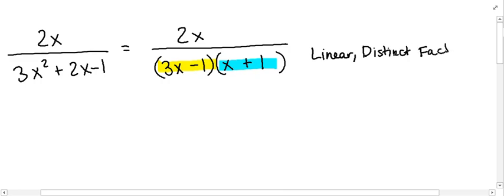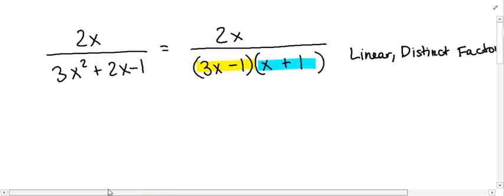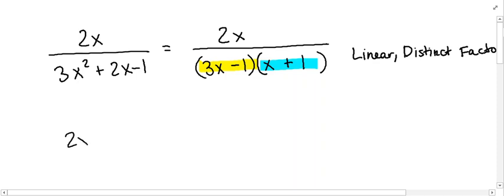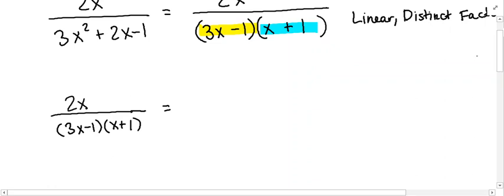So this is really going to be case number 1. We know what to do. In my next step, I'm going to take the 2x over (3x minus 1) times (x plus 1), and I'm going to have to break this up into separate fractions. Neither of these factors is repeated, so each factor will produce one new fraction.